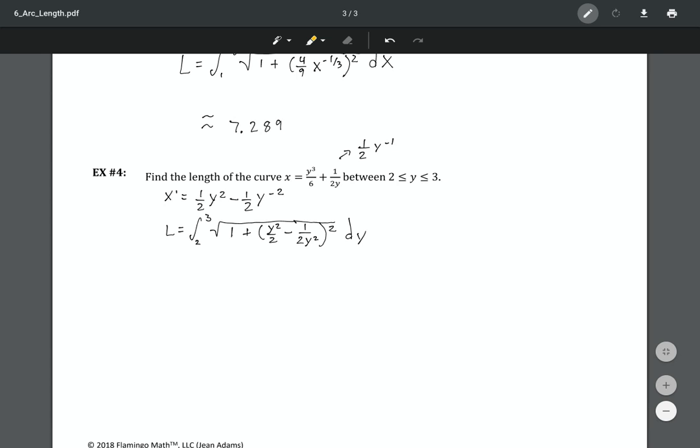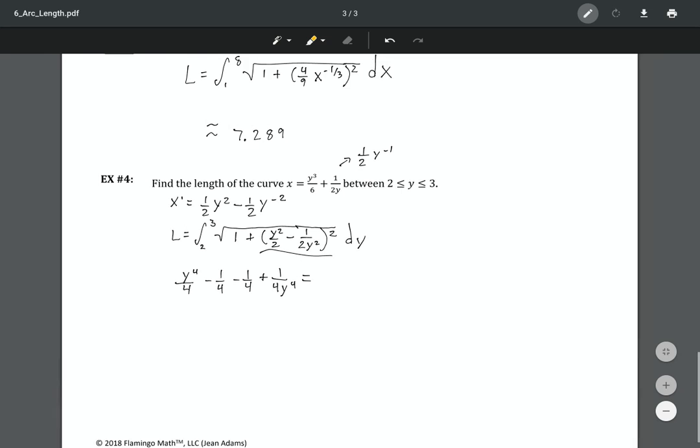Now, because I do have to do this by hand, I'm going to go ahead and expand this right here. So I have to FOIL that, right? I'm going to take a little side note. When I FOIL this, I should get y to the 4th over 4 minus 1/4 minus 1/4 plus 1 over 4 y to the 4th. Again, please note that I am foiling what I just underlined. Okay, so I'm pretty sure that's right. Check it, and hopefully it'll work out.